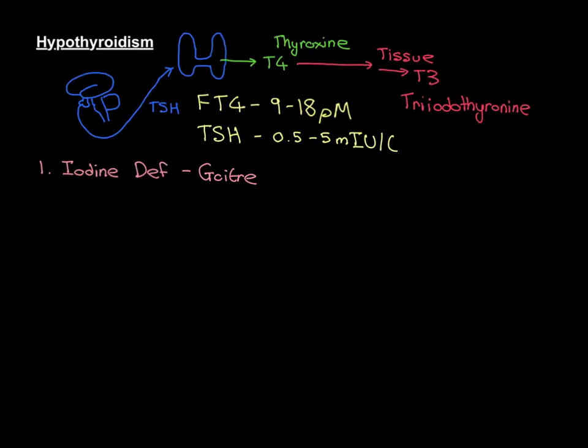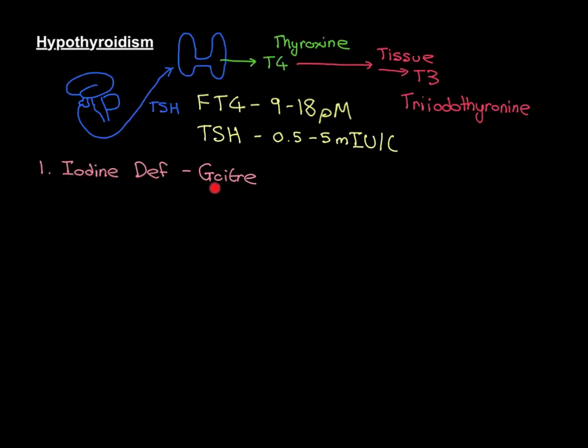So in less economically developed countries where people can become iodine deficient because their diet isn't good enough, then you can end up getting a goiter and be hypothyroid with that. So one of the key things to know is unless someone has a goiter, the cause of their hypothyroidism is very unlikely to be iodine deficiency.